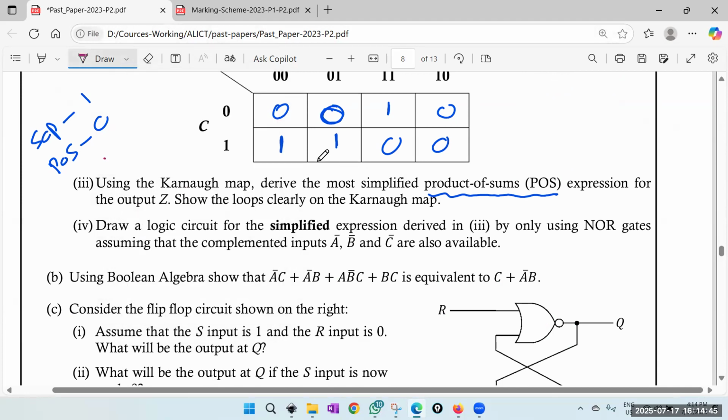So you need to mark the biggest possible. The size must be 1, 2, 4, 8, and so on, powers of 2: 2 to the power 0, 2 to the power 1, and make sure it's rectangular or square shapes. And also you can consider that the leftmost column is next to the rightmost column. Topmost row is next to the bottommost row. In this case, of course, it doesn't matter because they are anyway consecutive.